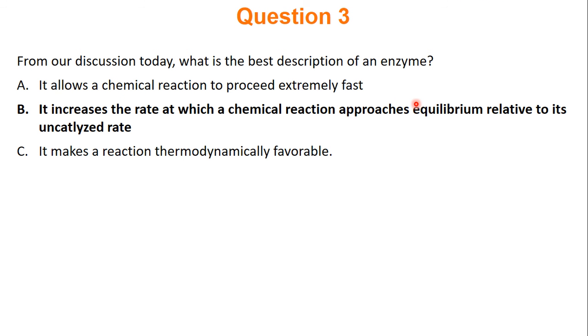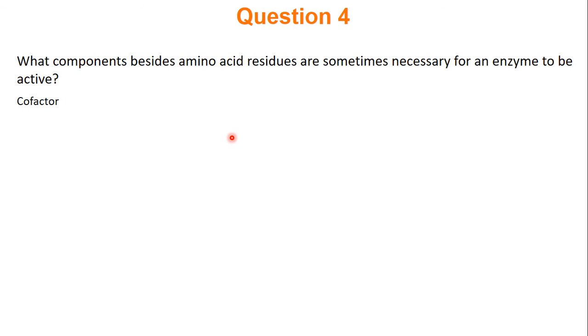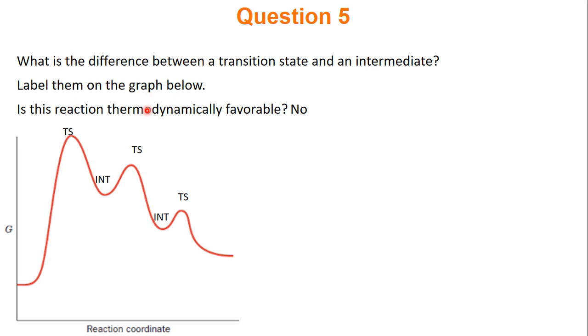Alright, so based on what we talked about, what is the best description of an enzyme? That's B. It increases the rate the reaction approaches equilibrium. It doesn't make it extremely fast. Extremely, you can't really measure what extremely means, and it does not make something favorable. What component besides amino acids are sometimes necessary? That's the cofactor we talked about.